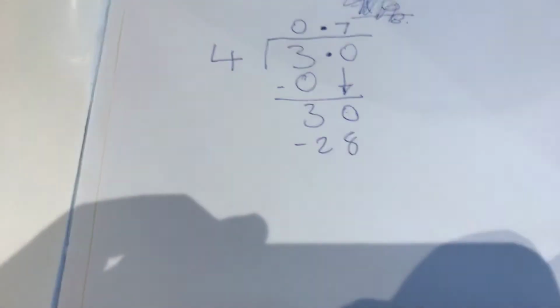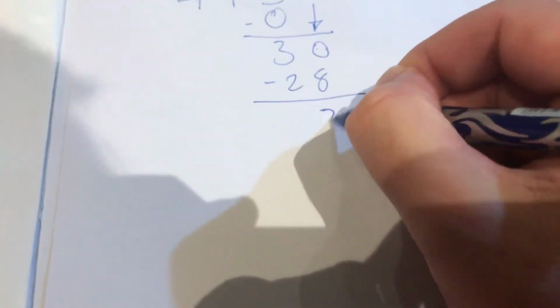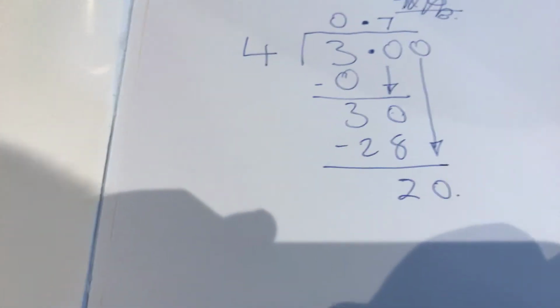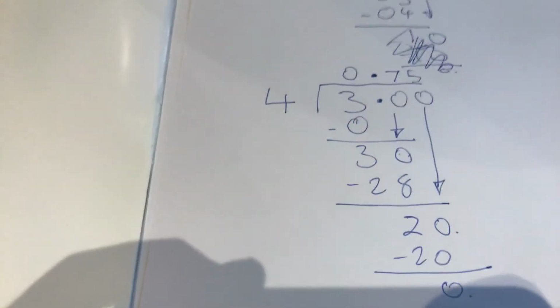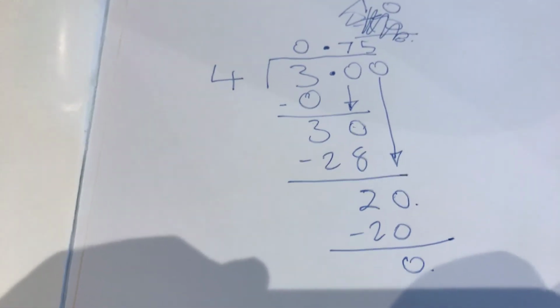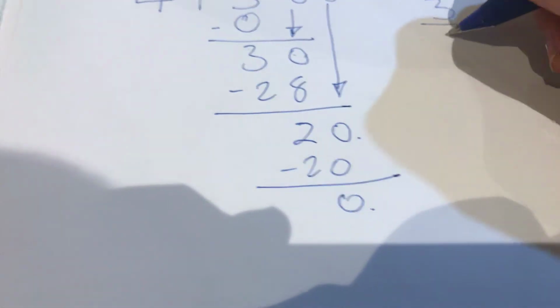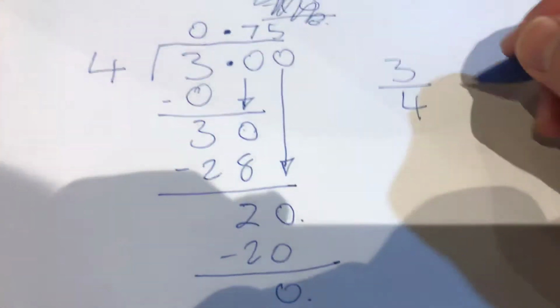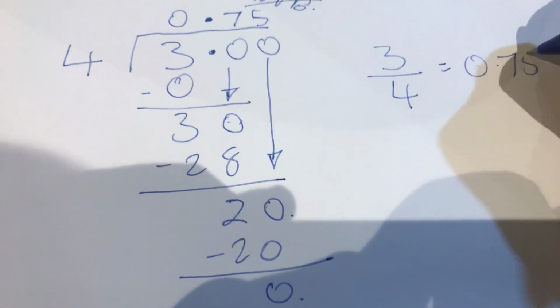So 7 4's are 28. I'll put my 28 here. So 30 take 28 gives me 2. Now what am I going to do with that? Oh, I can put another 0 here, can't I? Bring a 0 down here. So how many 4's go into 20? 5. So 4 5's is 20. 20 take 20 is 0. I've finished my long division. So how many 4's go into 3? 0.75. And you probably all know that because the fraction 3/4, I'm pretty sure most of you know, is 0.75.